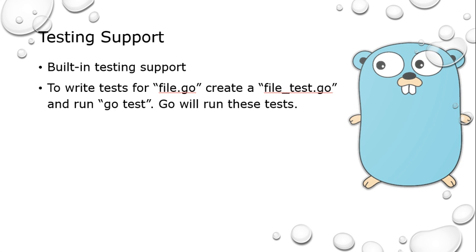Testing support is also built into the standard library. There are no extra dependencies that you need to install or fetch. For example, if you have a file.go, then you just have to create a file with an underscore test suffix parallel to it and just write go test, and it will run all the tests that are there in the test file. In fact, Go will run these tests very fast.